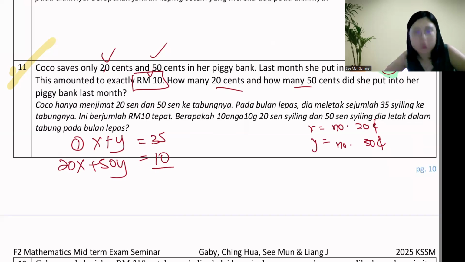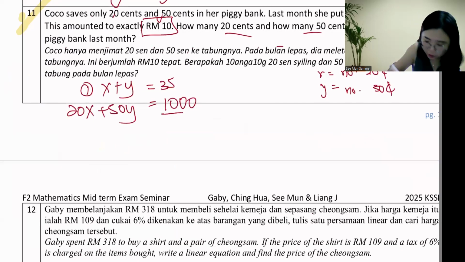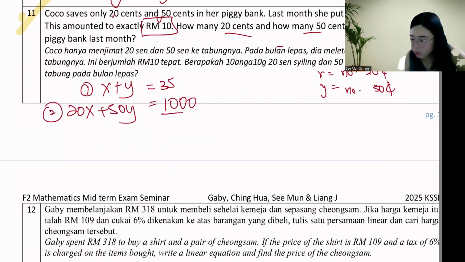Or you have two choices. One is to change them into decimal, 0.2 plus 0.5. Or you make them into 100, 1,000. Remember, we have to change them into the correct unit. Now, can we change already? How to solve this?